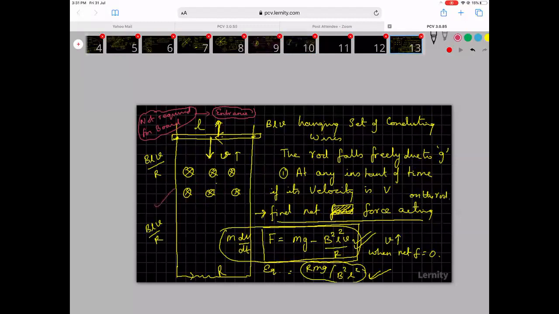This question has come many times in the JEE Advanced with different situations. There will be a capacitor sometimes. A lot of possibilities are there for this question.